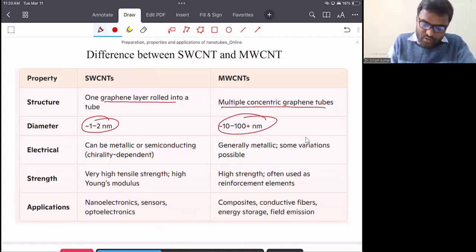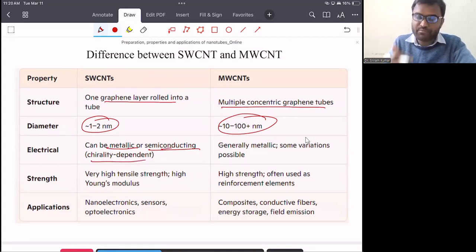And based on this kind of closing of the CNT, maybe we have metallic or semiconducting CNT. So single wall CNT may be metallic or semiconducting, depending on the chirality: armchair, zigzag, or chiral structure. And multi-wall CNTs are generally metallic in nature. In terms of strength, there is really high strength, high Young's modulus.